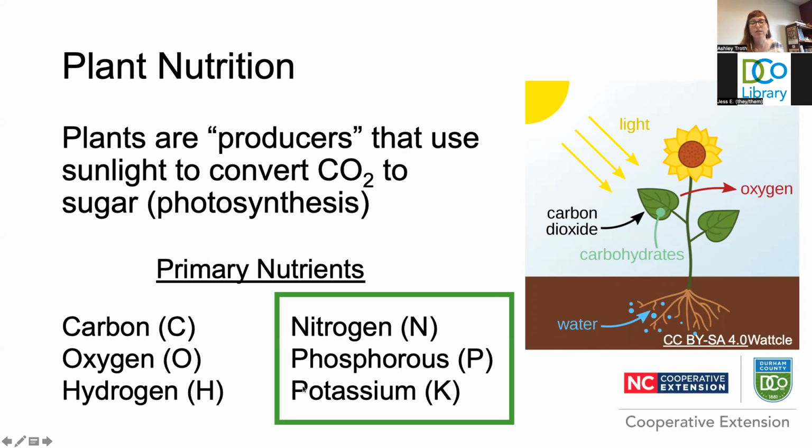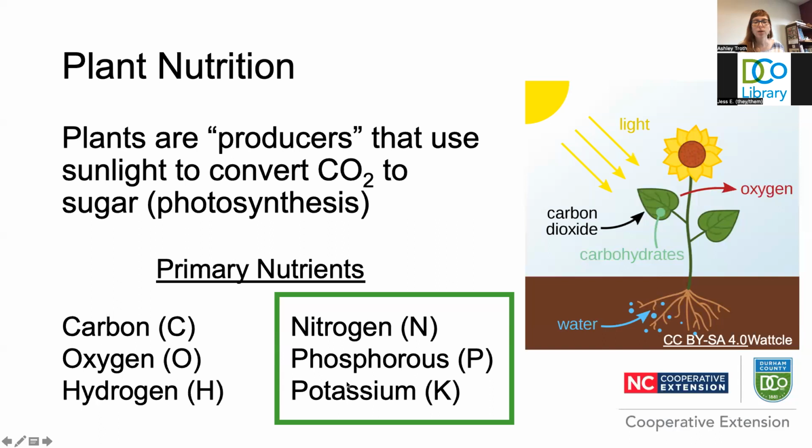These are the three that you'll see on a fertilizer bag, right? Nitrogen is really good for green leafy growth. Phosphorus is really good for what we like to think of as roots and fruits and flowers. And potassium is really good for overall plant health. These three plants can get from the environment and even the air, whereas these three come from the soil.